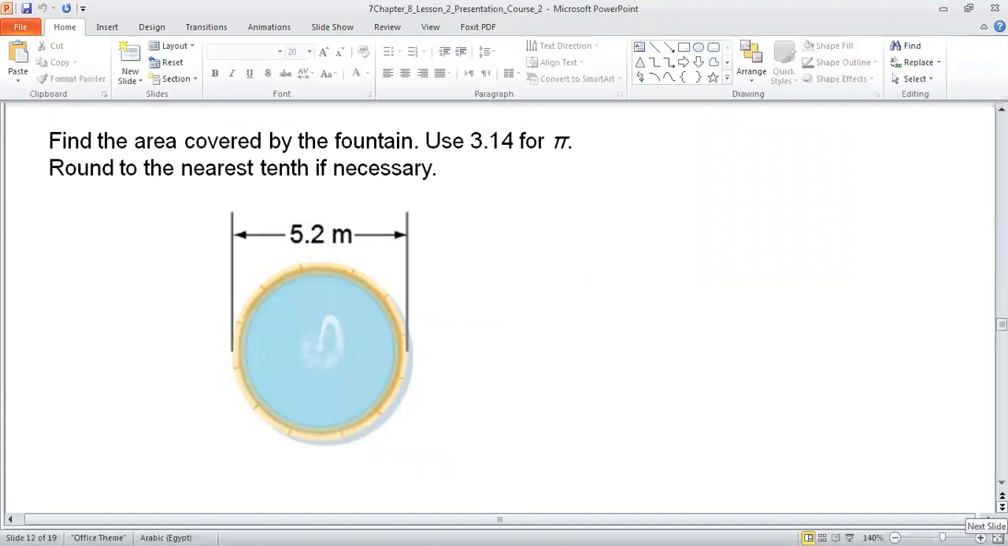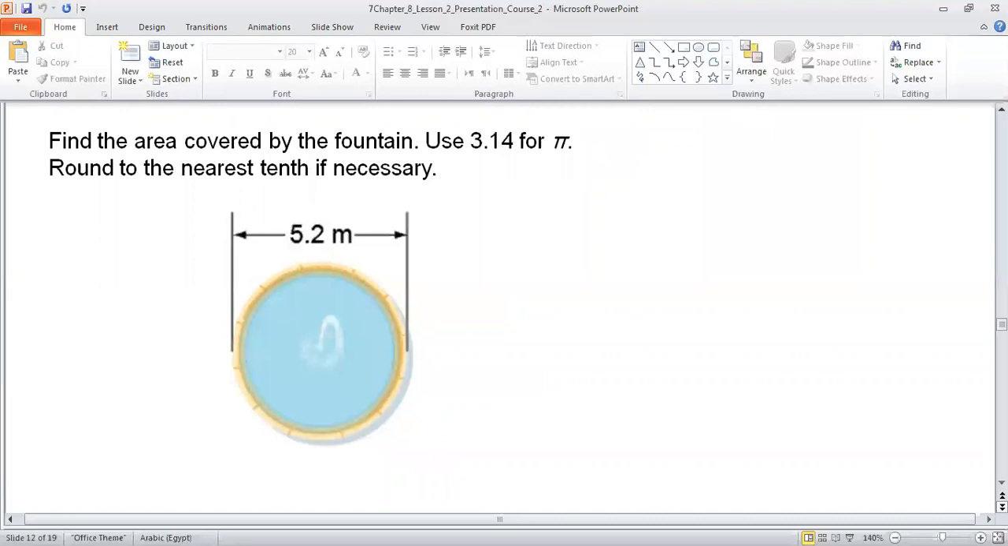Okay. Find the area covered by the fountain. Use 3.14. The meaning of the fountain: it's a place that makes water and games, something like that. It will be fun for the people, right? Yes, a fountain. Excellent, Faisal. Round to the nearest tenth if necessary.